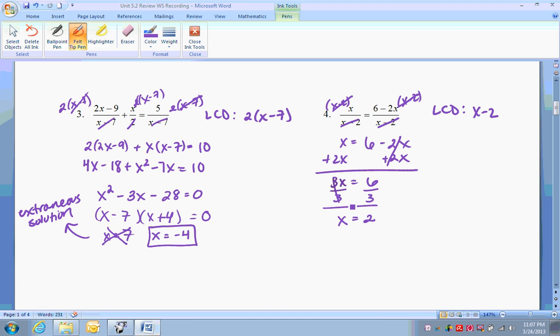Now, when you plug 2 back into this original equation, once again, you'll get a 0 in the denominator, and you can't have a 0 in the denominator because you can't divide by 0. Therefore, 2 is an extraneous solution. And problem number 4 has no solutions at all.